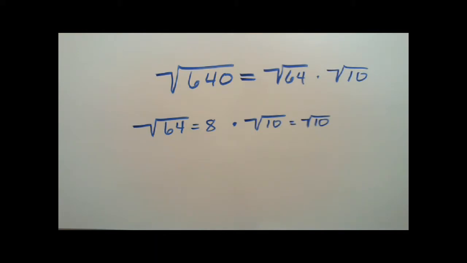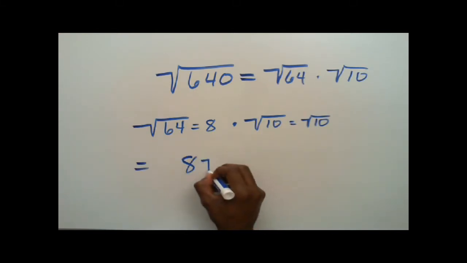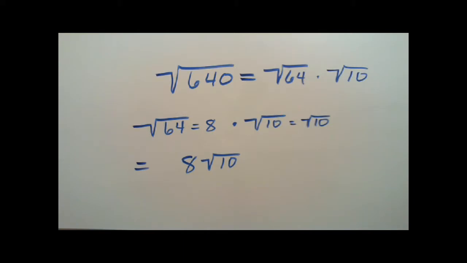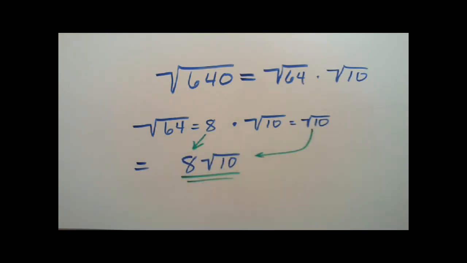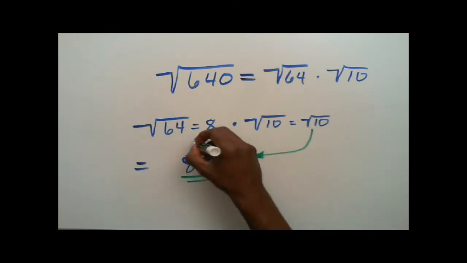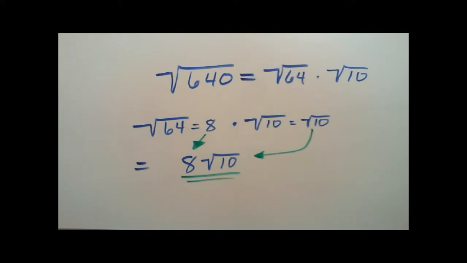Now I simplify the square root of 64, which is 8, and simplify the square root of 10, which cannot be simplified further. So 10 will remain under the radical sign. Our answer is 8 times the square root of 10, with 8 written in front of the square root of 10.